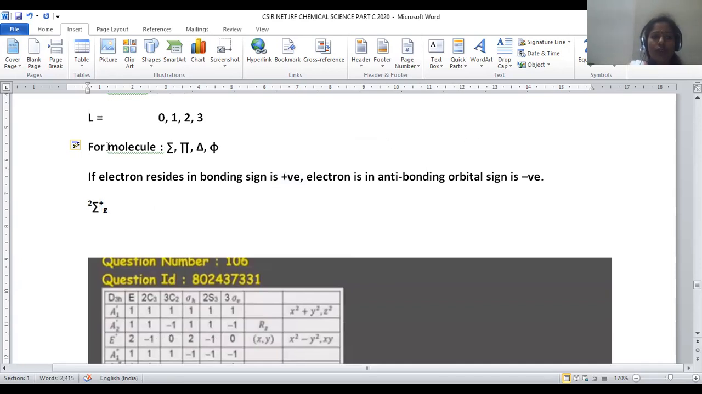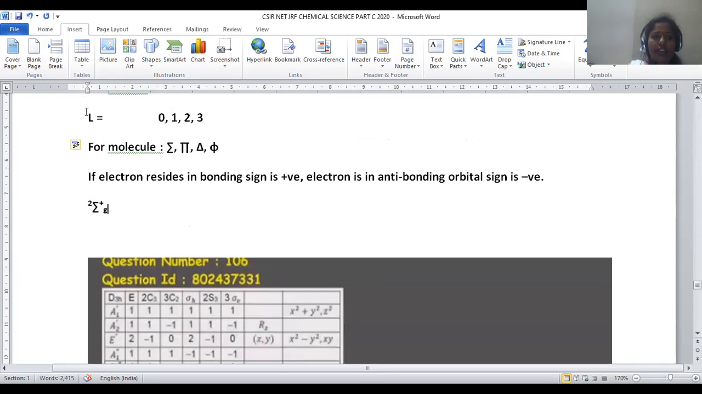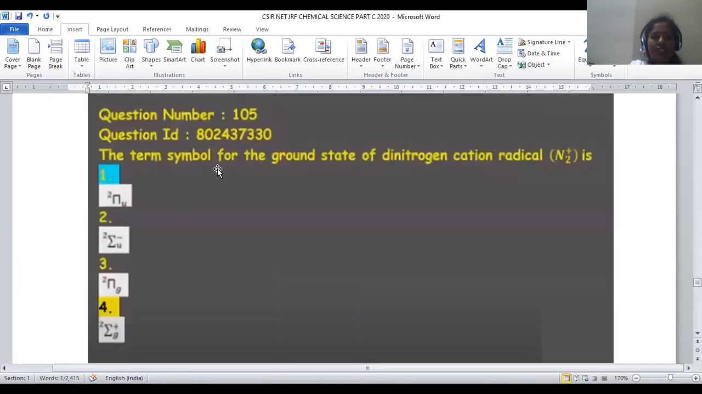So what does this 2 denote? Spin multiplicity, which is calculated as 2. Sigma denotes what? If the L value is 0, the term symbol is denoted as sigma. Plus indicates the presence of the electron in the bonding orbital, right? Gerade indicates what? A sigma bonding orbital is called a gerade orbital. So that's the reason why for question number 105, for nitrogen, the correct answer will be 4. 2 sigma plus g is the right answer, right?